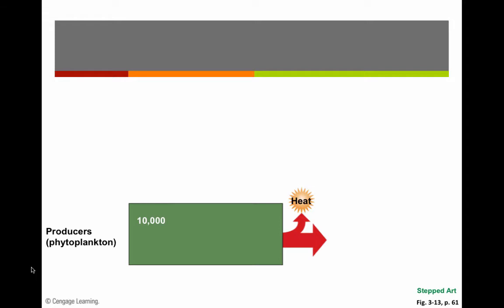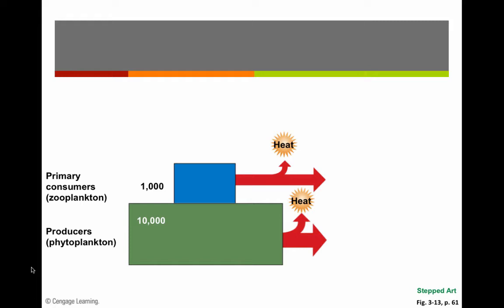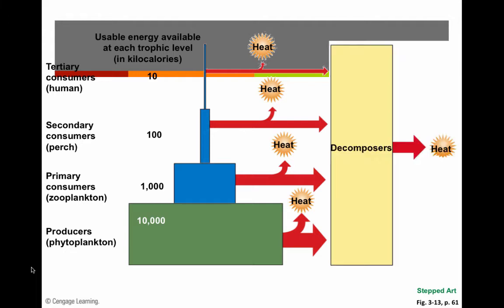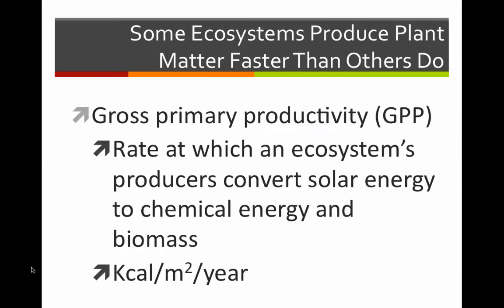So we start with the producers. Let's say they have 10,000 kilocalories of energy, and then they're taken in by the primary consumers, which are zooplankton. They get 10% of that, 1,000. And then secondary consumers, and then tertiary consumers. And most of this energy is being lost as heat or waste or through metabolism, and the decomposers are taking up what is left over, and they are then also losing energy in the form of heat.